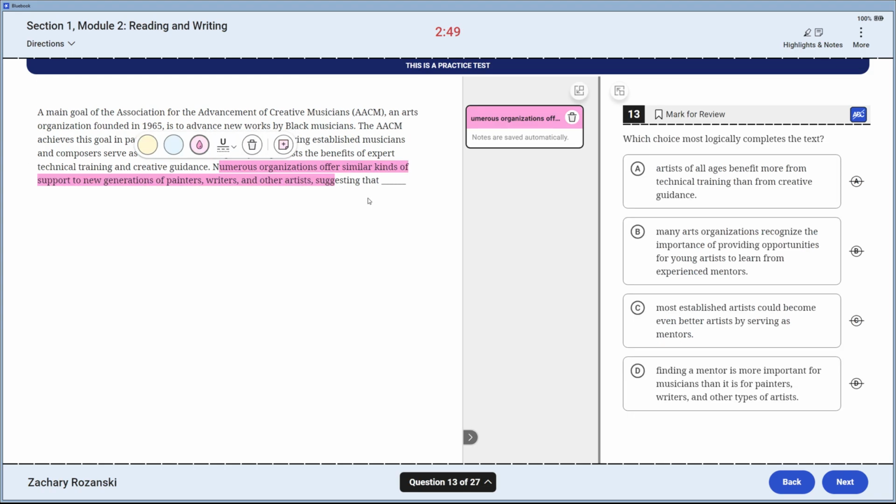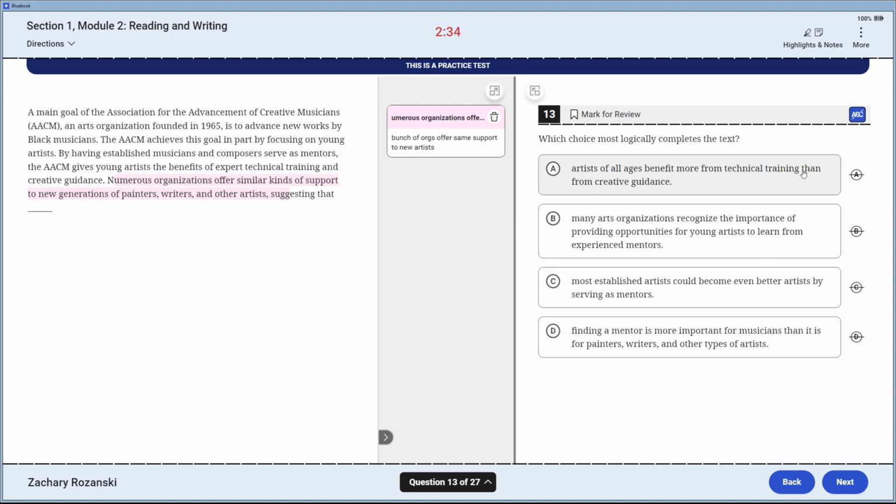Numerous observations. They offer some kind of support. A bunch of orgs offer the same support to new artists. And we're just going to lump that all into the bucket. Artists of all ages can benefit more from technical training than can. I like it so far. Many arts organizations recognize the importance of providing support to a young audience.